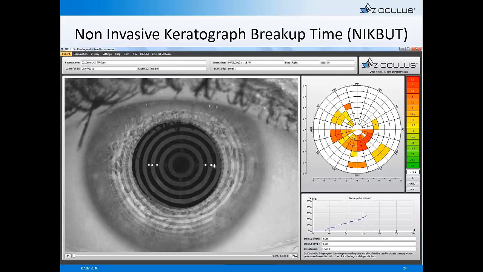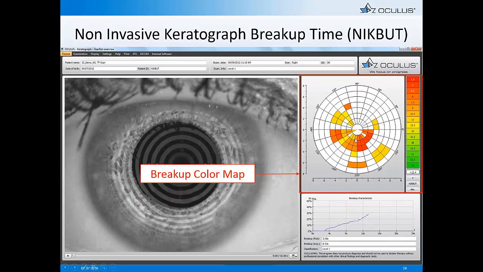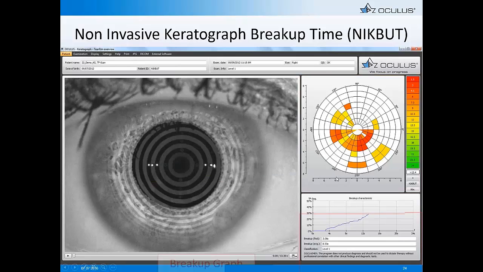And what it gives us is a display that looks like this. It gives us a color map. This is not a topography map. This is a map indicating the time and the location of the breakup. As you can see, we have a legend over here telling you how many seconds it took for the tear film to break up. And then we have a graph giving you the percentage of breakup as a function of time.